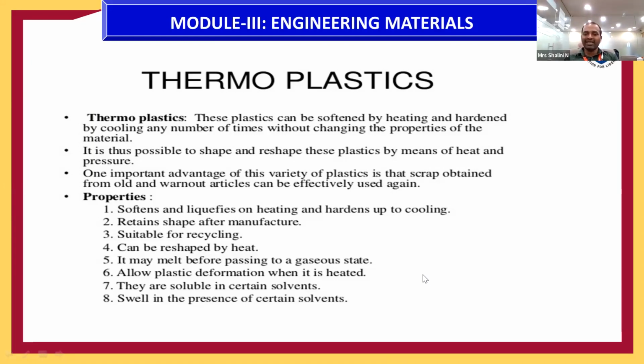It may melt before passing to a gaseous stage. It allows plastic deformation when heated. It swells in the presence of certain solvents. That means the thermoplastic swells. Suppose we add some chemicals to the thermoplastic, swelling takes place. That is called vulcanization. Vulcanization means swelling of rubber takes place when we add sulfur to the rubber, the polymer compound. So that is called vulcanization.